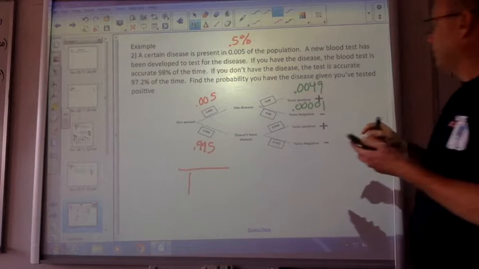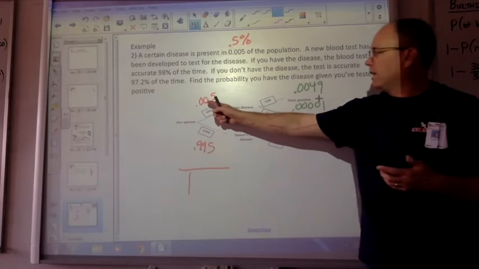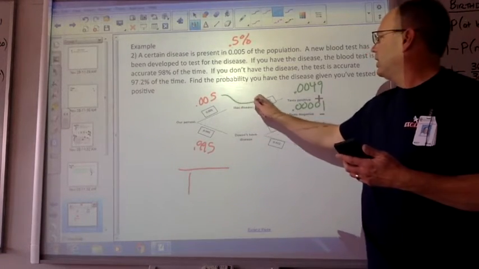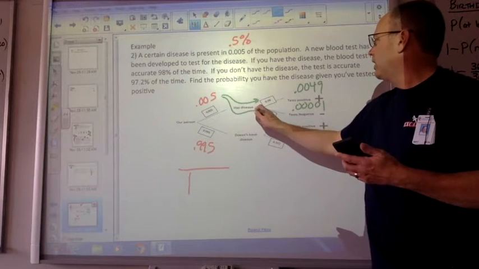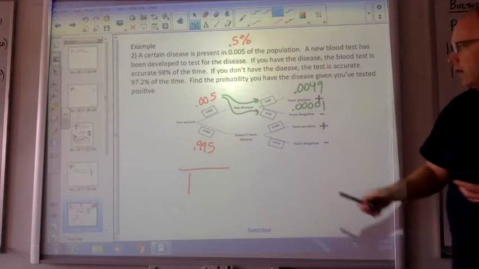Did I do that right? Okay. We have to multiply it? Yeah, you want to multiply this times this, this times this. So you do a multiplication here, and you do a multiplication here to get to the next set of branches. Okay? And then I'm going to do the same thing here.